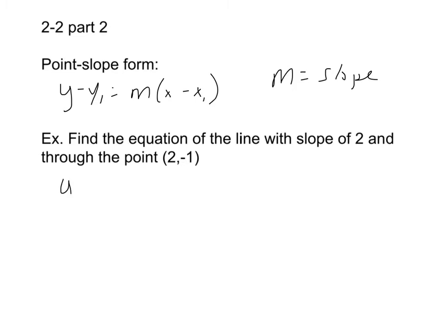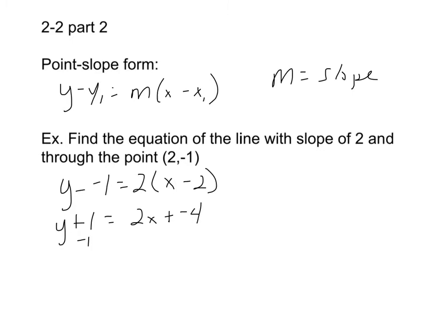So we plug in for y1, which would be negative 1, y minus negative 1 equals 2, which is our slope, times x minus 2. So we're going to go ahead and solve. Y plus 1 equals 2x. We distribute, plus a negative 4. Then we'll subtract our 1, we get y equals 2x minus 5. Now we're going to write this in standard form.